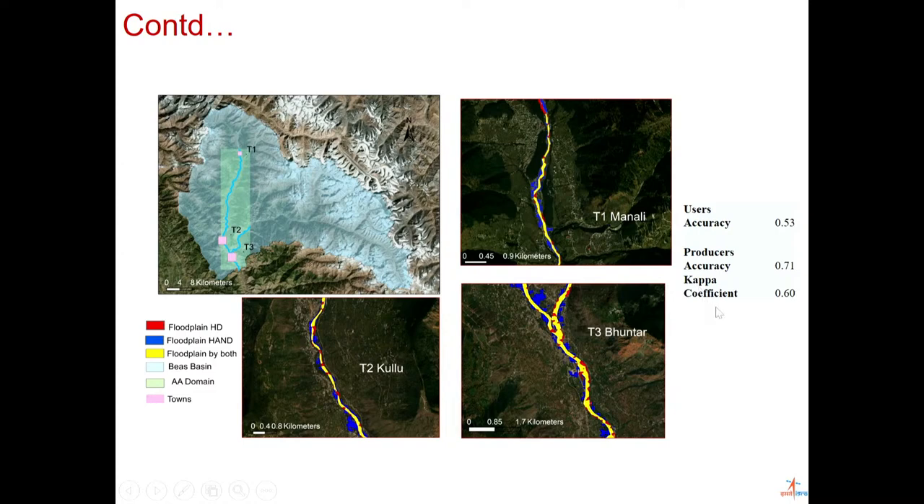We performed the confusion matrix. Here you can see T1, T2, T3. Basically this is Manali, then you have Kullu, and this is Mandi. We came up with certain statistical parameters from the confusion matrix, and then we came to know that height above nearest drainage was relatively performing better compared to the other topographic wetness index and slope position methods, where it gives a kappa of around 0.6.